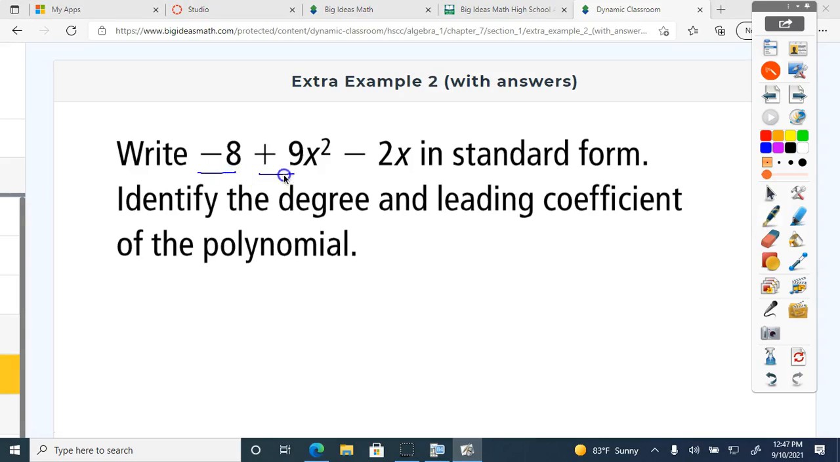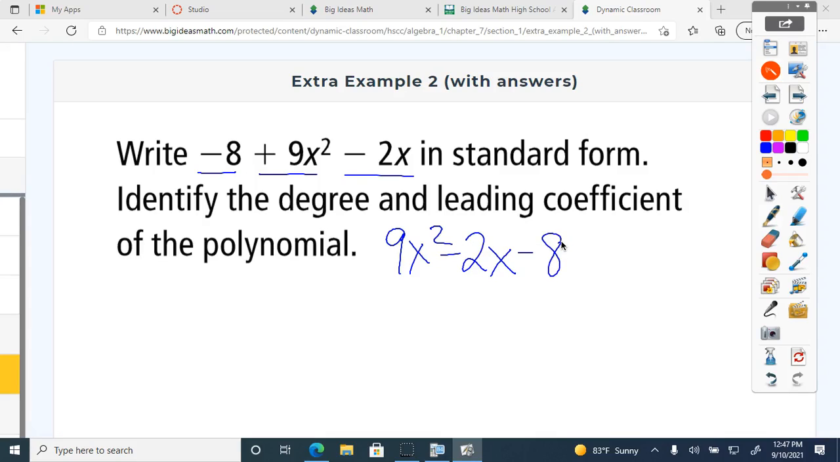You got negative 8 plus 9x squared minus 2x. If we're putting it in standard form, what's coming first? Let's see here. Negative 8. No. Which one has the biggest degree? 9x squared. Which one has the next biggest degree? Negative 2x. And finally, which one has the smallest degree? Minus 8. That would be standard form.